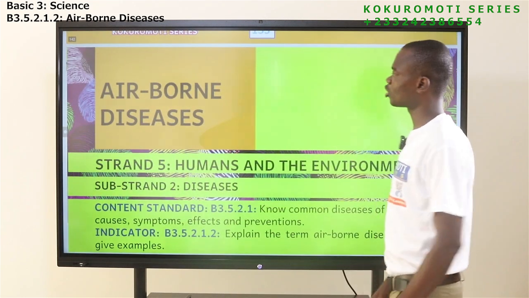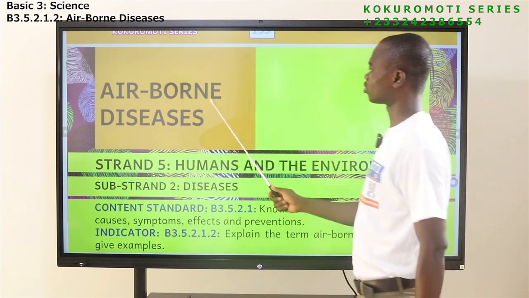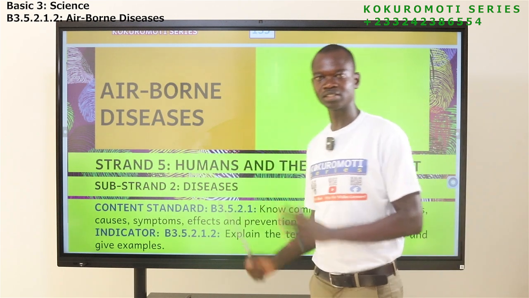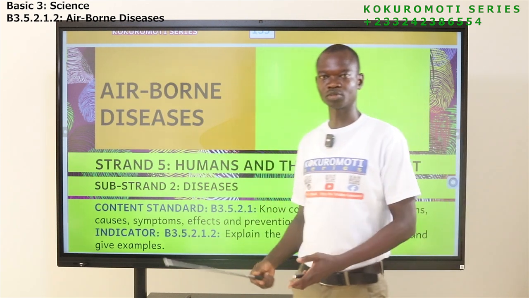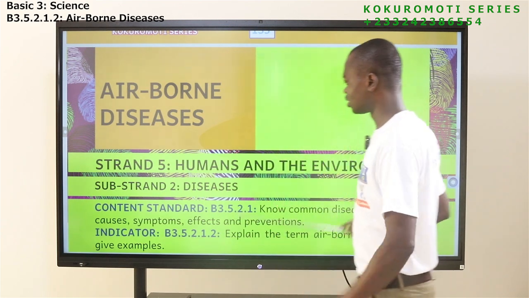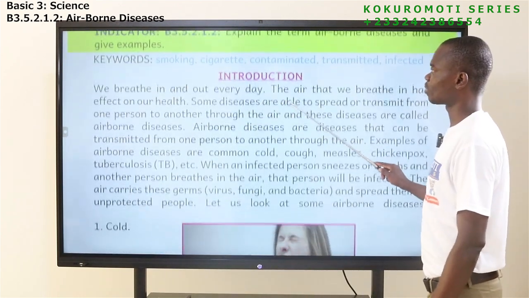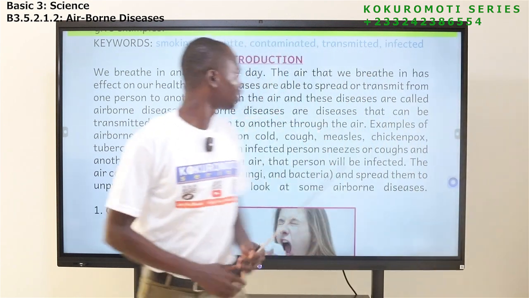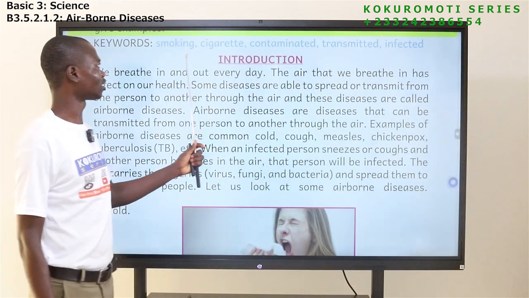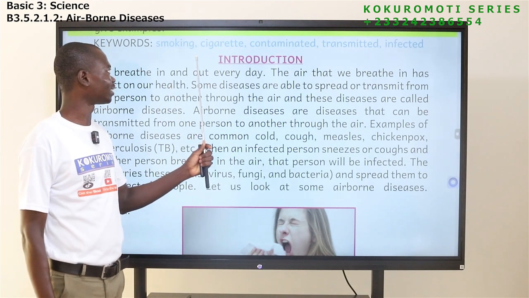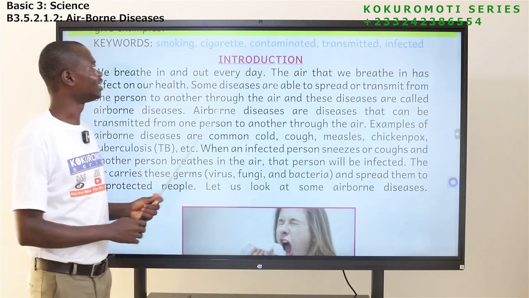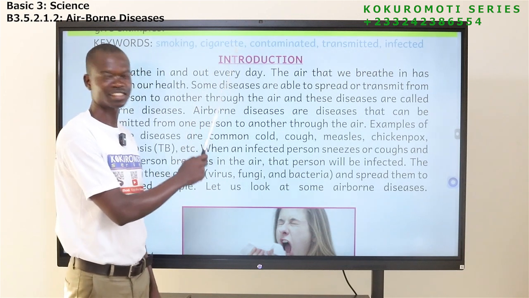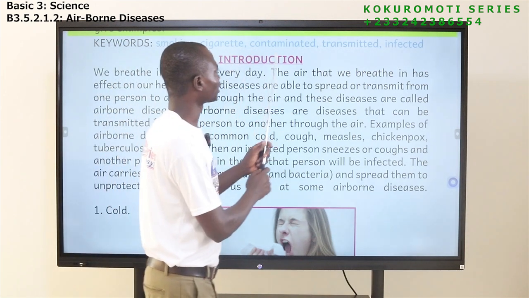As I mentioned, our topic is airborne diseases. We are going to look at what airborne diseases are and then examples of airborne diseases. Now in this lesson we are going to see some keywords. So let's look at how to pronounce them and the meaning. The first one is smoking. Again, smoking. The next word is cigarette. Again, cigarette.